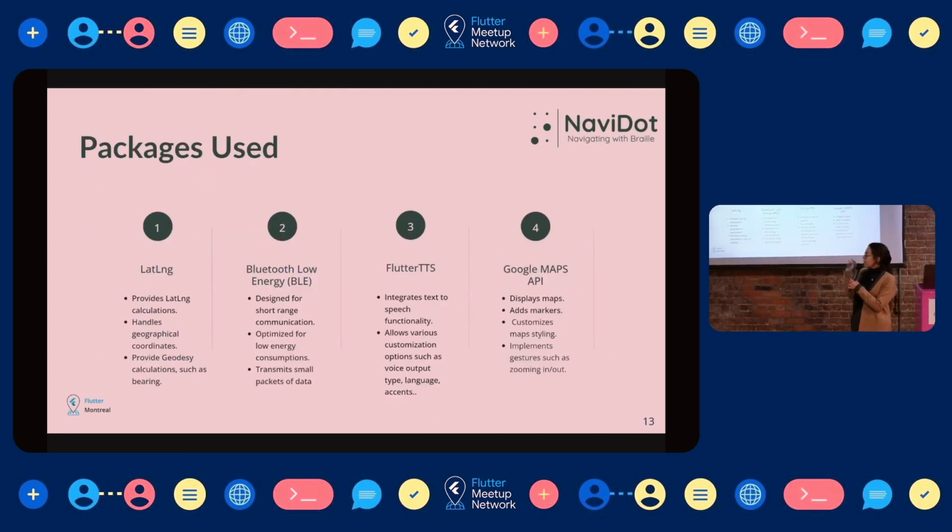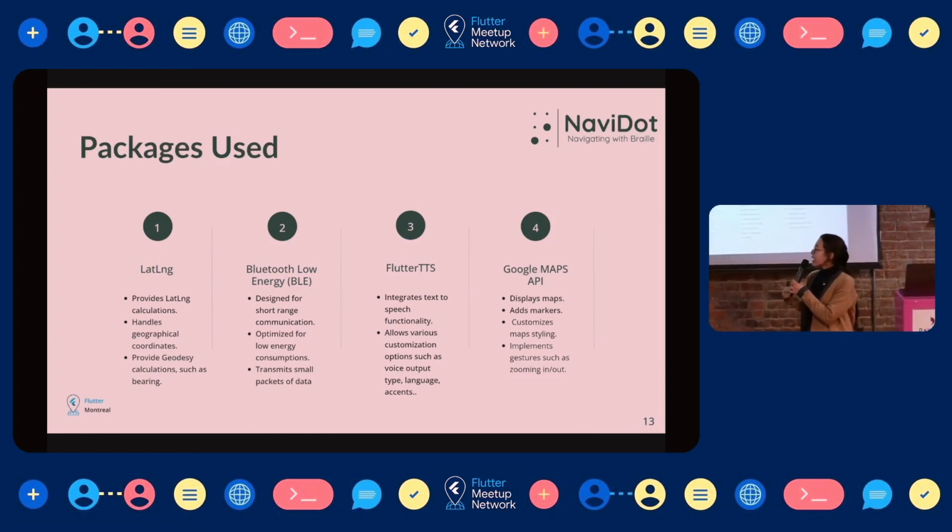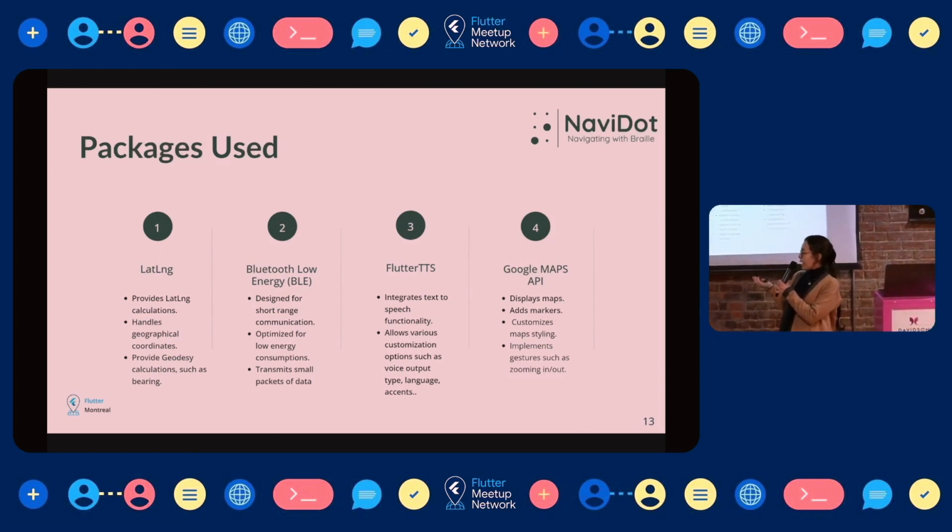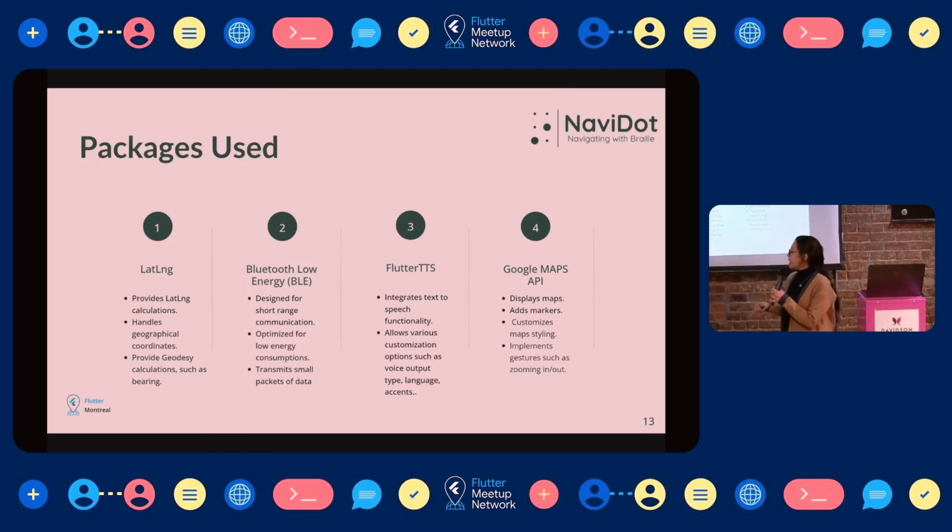This is a list of the packages that we have used. We have latlong that we used to handle geographical coordinates. Bluetooth Low Energy is designed for short-range communication and optimized for low energy consumption, since we wanted our device to not consume a lot of power. We want it to have an autonomy of 3 to 5 hours. Also, we want it to transmit small packets of data.